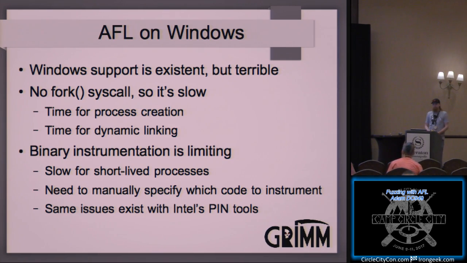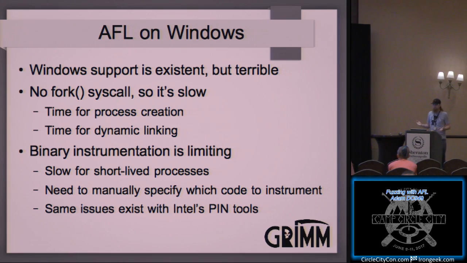So, yeah, you have all that time for process creation, dynamic linking, ASLR, all that stuff. It uses binary instrumentation, DynamoRIO, like I said. Dynamic instrumentation just in general, whatever tool you're using, is going to be slow for short-lived processes. So that's a problem. And then one of the biggest problems that I have with it is you need to manually specify which code to instrument. With the compiler-based instrumentation, it just instruments everything. Absolutely everything. All your libraries, everything. And if you're using QEMU, again, just everything that executes, it's going to be tracking execution on it.